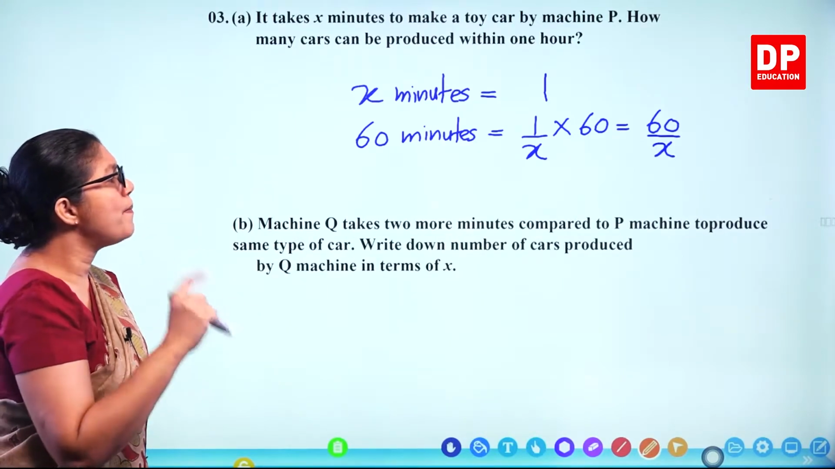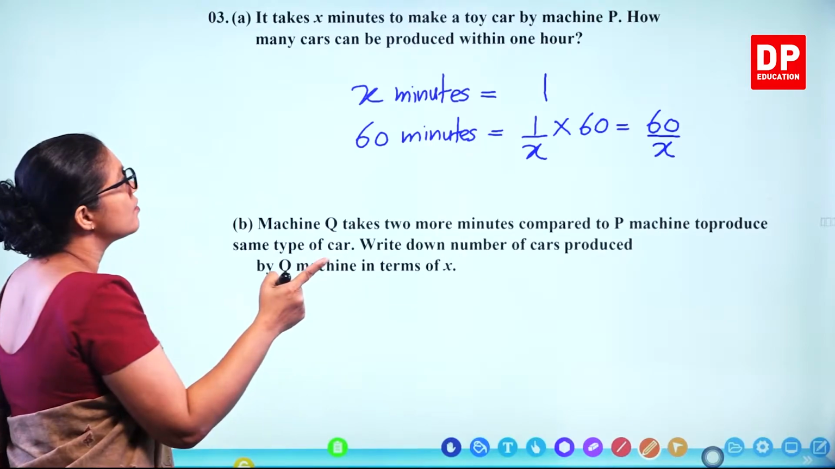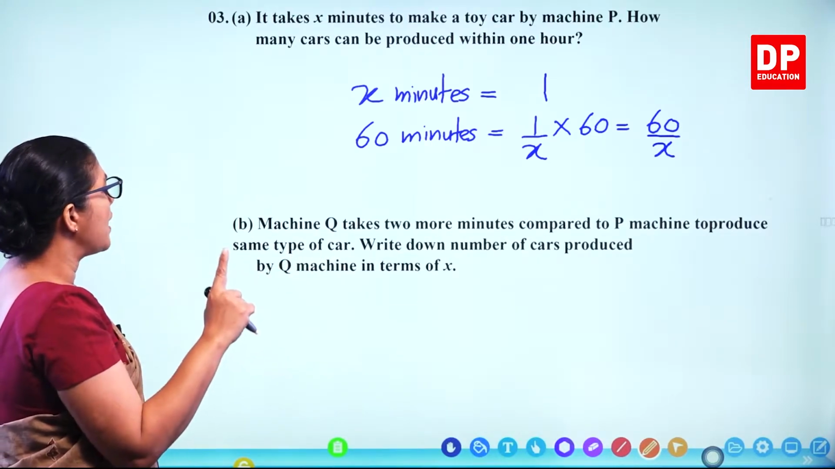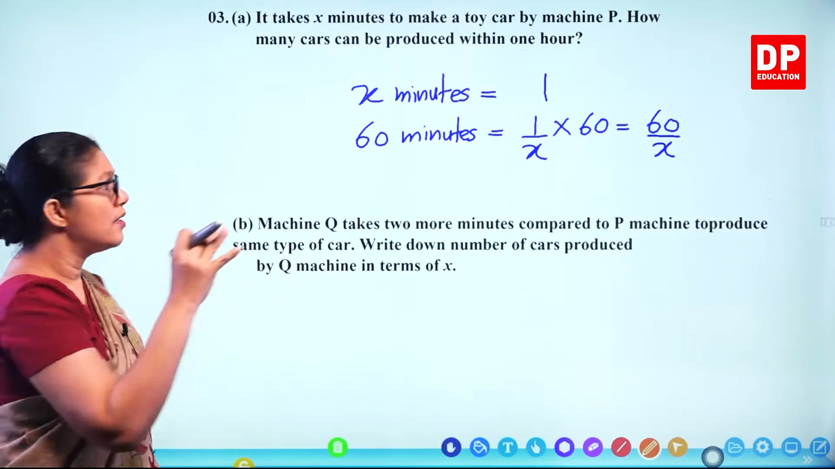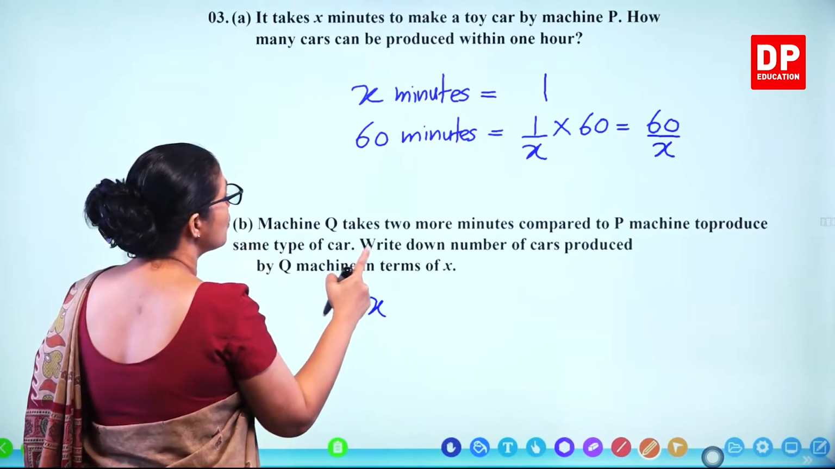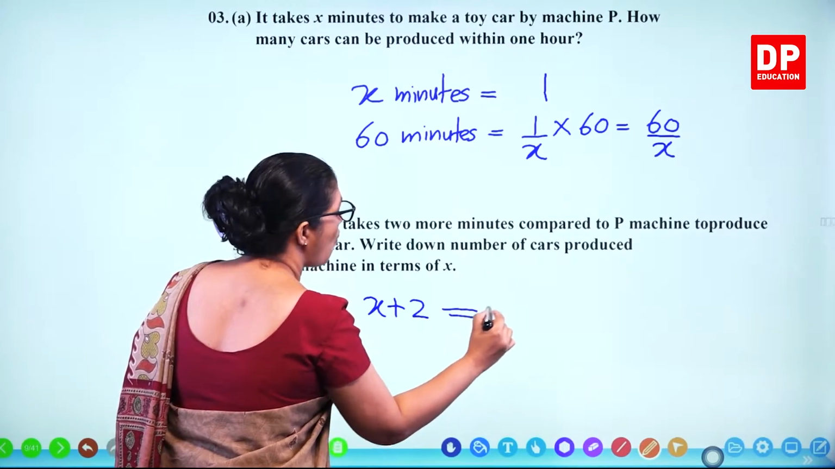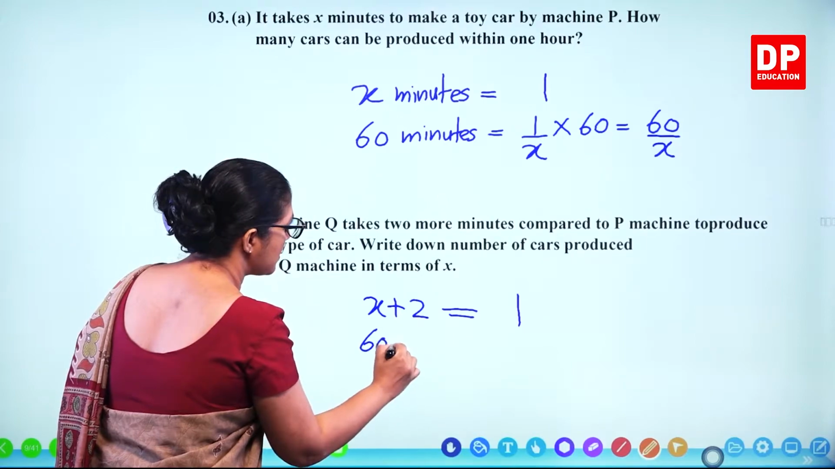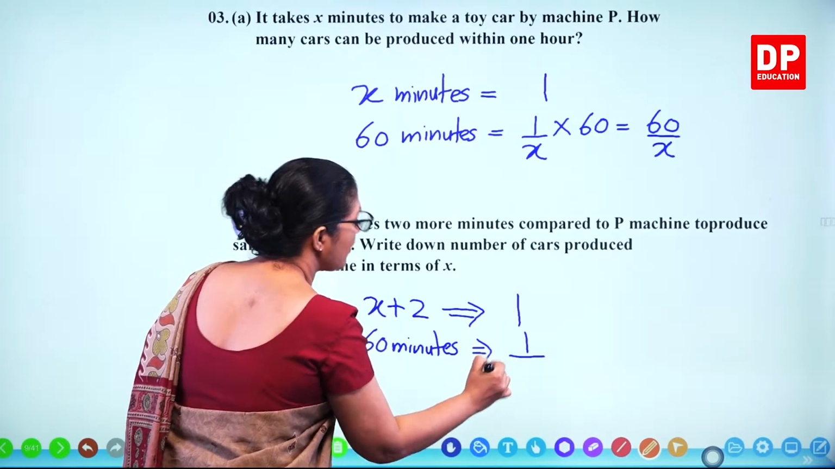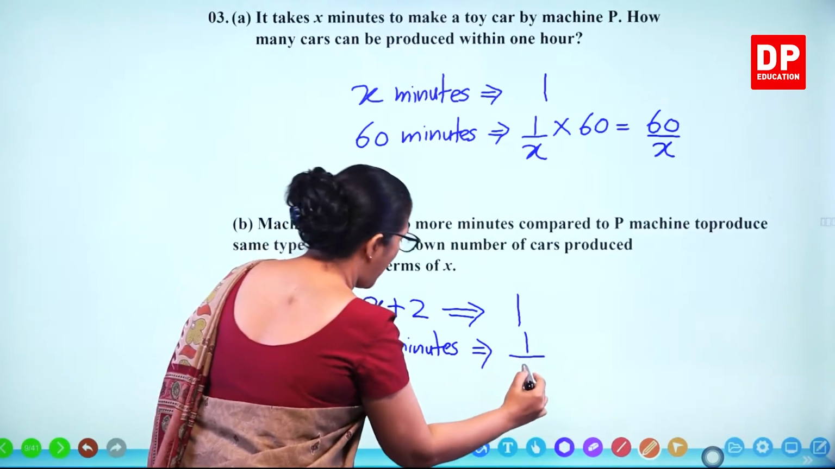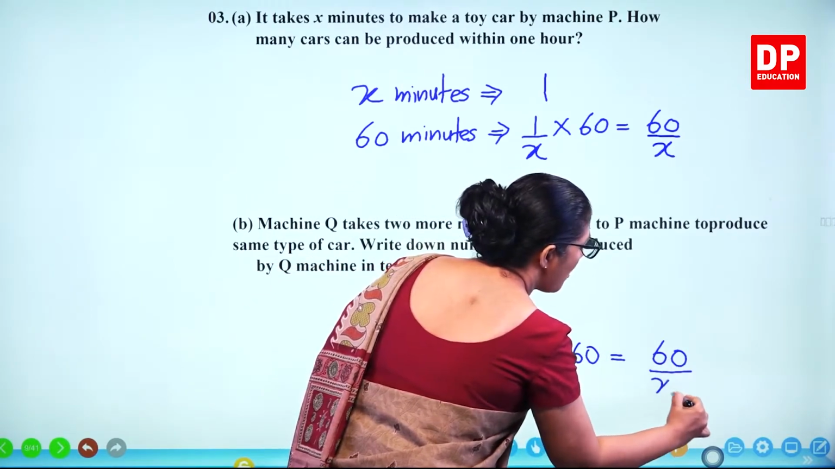Machine Q takes 2 more minutes compared to P machine to produce same type of car. So 2 more minutes. So write down number of cars produced by Q machine in terms of x. So within 1 hour, you have to add 2 here. X plus 2 minutes takes to produce 1 car. Then what about 60 minutes? This time 1 divide by x plus 2 into 60. So you get 60 over x plus 2 number of cars.